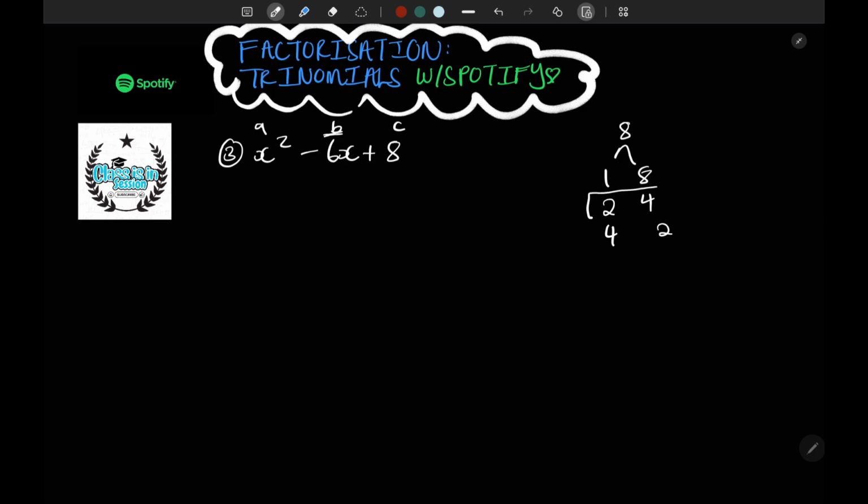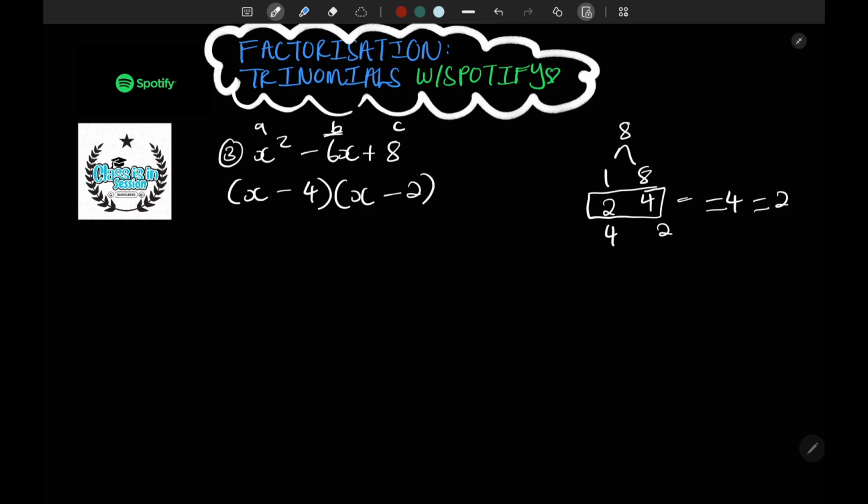Now you guys can see that 4 and 2 will somehow give us 6, right? If we say 4 plus 2, we won't get 6. So in this case, you can change the signs. If you say minus 4 minus 2, you get negative 6. Negative 4 minus 2 is negative 6. So in your first bracket, write x minus 4, and in the second bracket, write x minus 2. Don't forget the signs that you chose here.